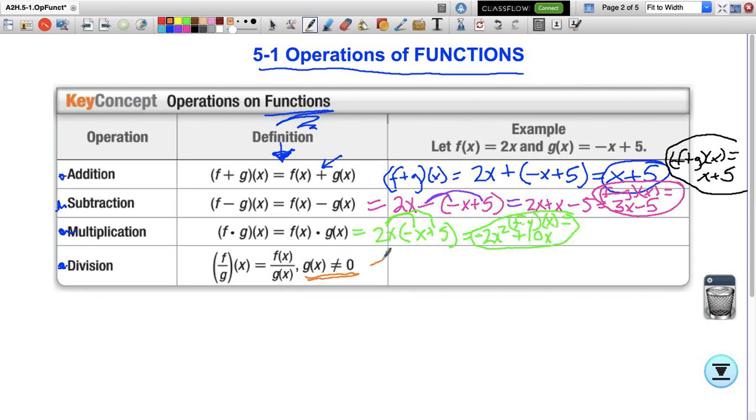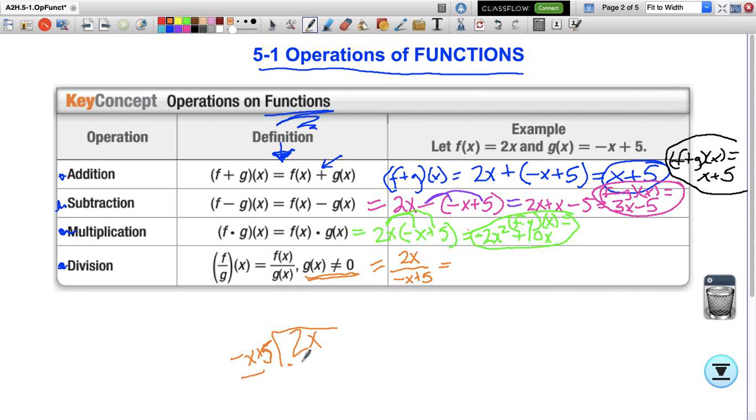So now let's set this one up. f(x) is going to be 2x over negative x plus 5. Now, you might say to yourself, Mrs. White, what do we do now? Should I set this up as long division where I have 2x divided by negative x plus 5? I mean, we can take a look and see what we could maybe do, okay?